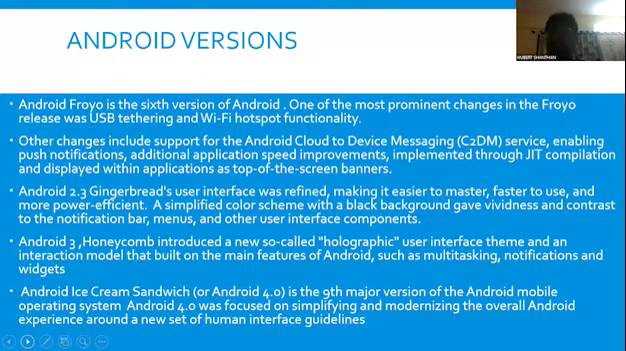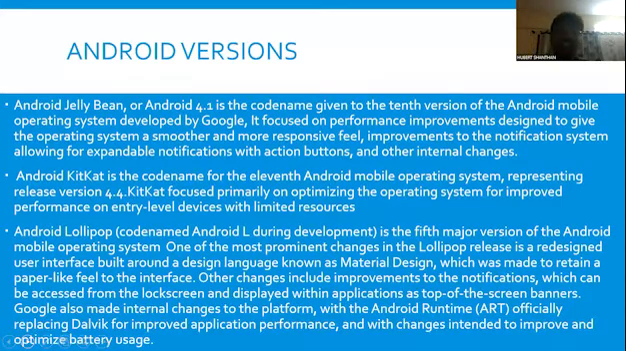Version 4 is Ice Cream Sandwich. It mainly focuses on the human interface, how the screen looks and what type of interface we are using. Next, Jelly Bean, 4.1. They gave action buttons, the operating system in multiple languages, and more notifications are displayed. Next version is 4.4, KitKat. It is meant for entry-level devices with limited resources, where we can still install apps.